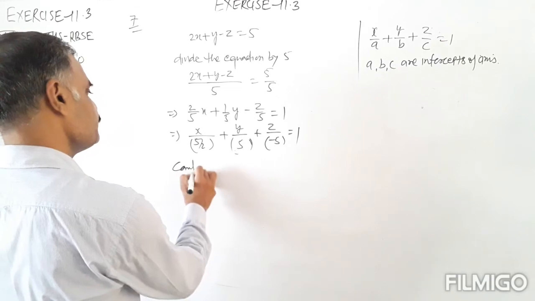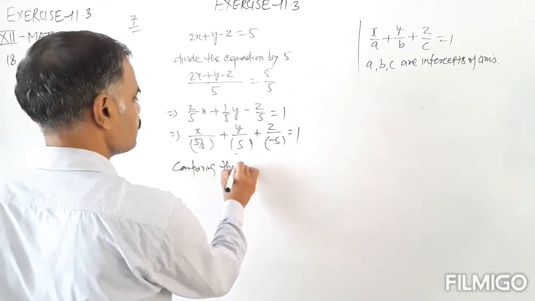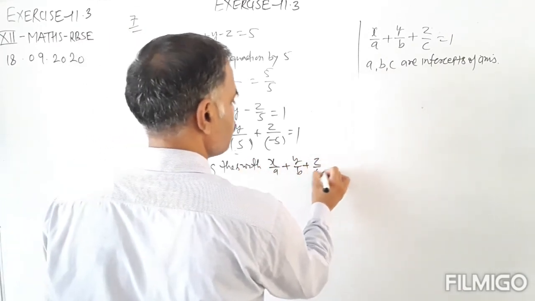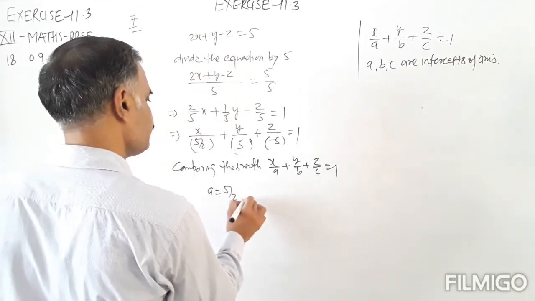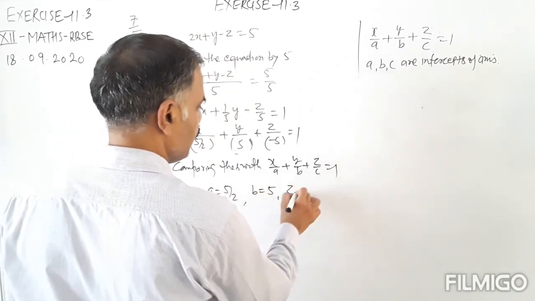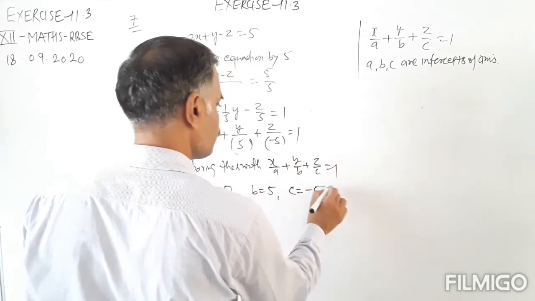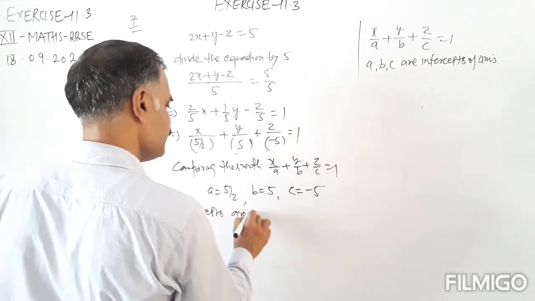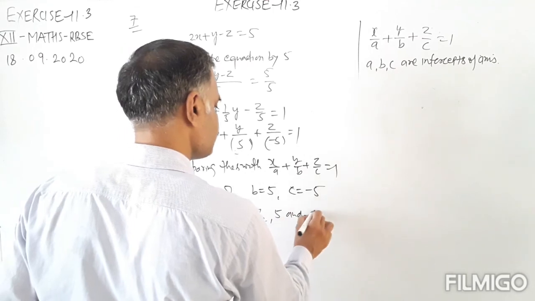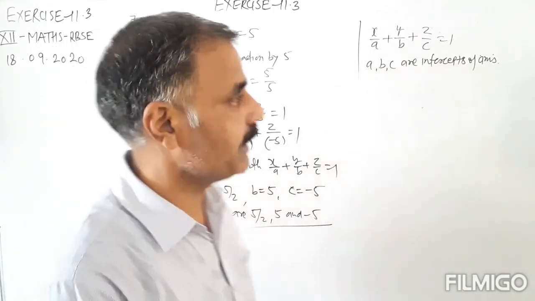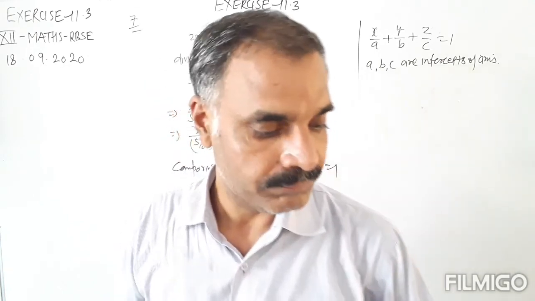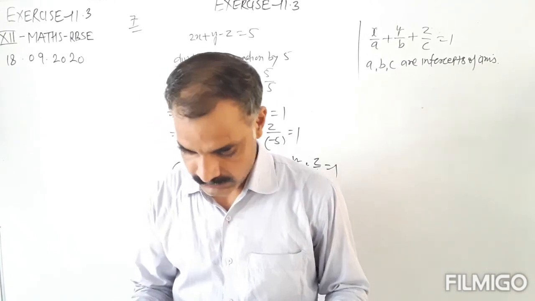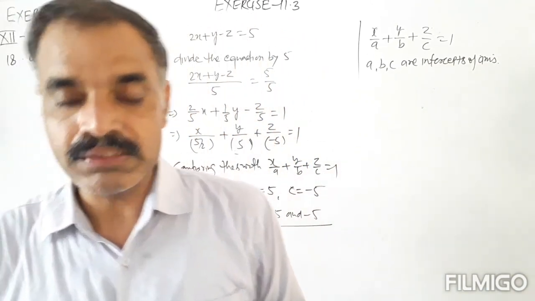So comparing this with x upon a plus y upon b plus z upon c is equals to 1, a is equals to 5 upon 2, b is equals to 5 and c is equals to minus 5. Okay, so intercepts are 5 upon 2, 5 and minus 5. Okay, these are the intercepts cut off by the equation of the plane in question number 7. Okay, so this was question number 7.